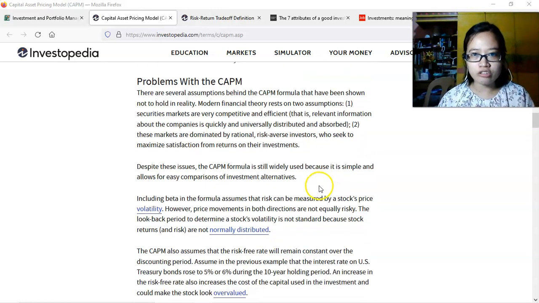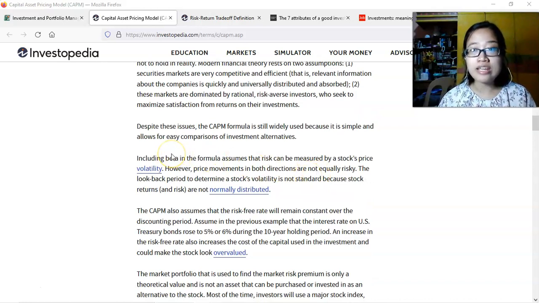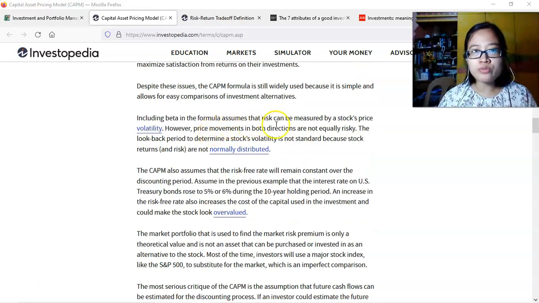Okay? So, ayun. Those are some of the assumptions na does not hold true in reality. So, despite these issues, the CAPM formula is still widely used because it is simple and allows for easy comparisons of investment alternatives. Okay. In capital budgeting, ginagamit din itong CAPM. Essentially, yung expected return on investment, the percentage. Yeah. Sorry.